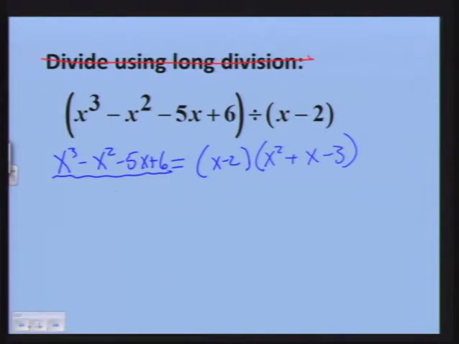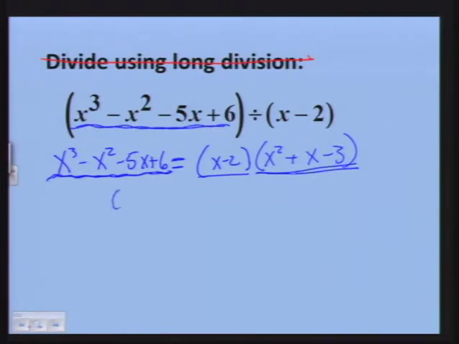We said that when we divided by x minus 2, we got an answer of x squared plus x minus 3. Therefore, from the way we check in arithmetic, our divisor x minus 2 times our quotient would give us back our original dividend or polynomial here. So we notice that x minus 2 is a factor of our polynomial.